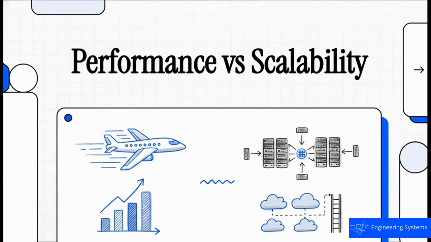All right, let's talk about two of the most important, and let's be honest, most confused ideas in all of system design: performance and scalability. If you can get this difference right, you can build systems that absolutely fly. But if you get it wrong, well, that's how things fall apart right when you need the most.